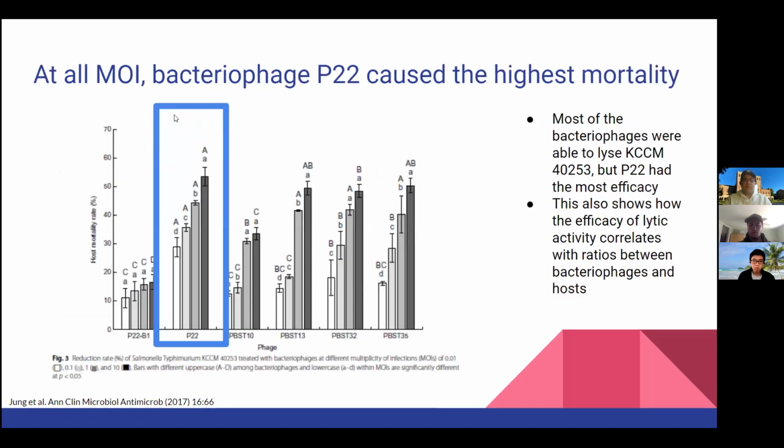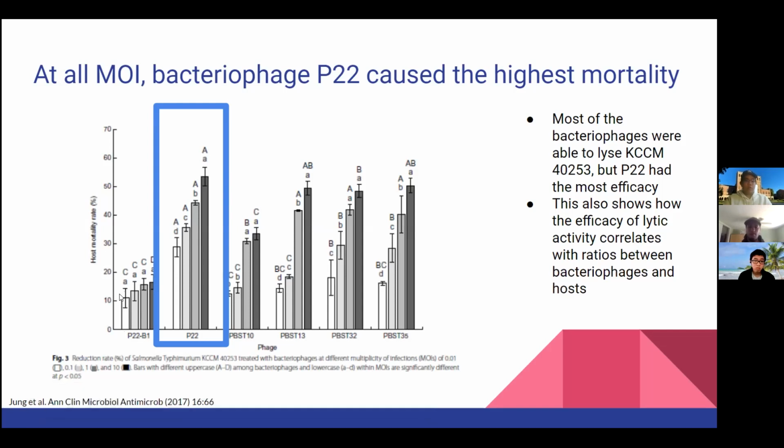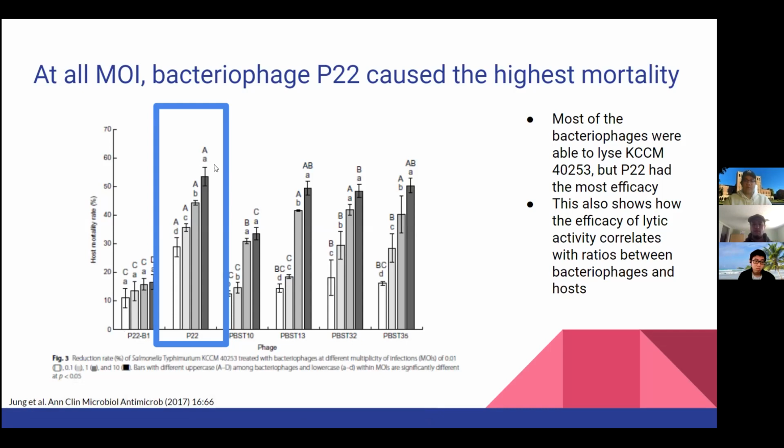In another experiment, the study infected one of the Salmonella bacteria called KCCM 40253 with all of the bacteriophages at increasing multiplicities of infection. Firstly, you can see that the bacteriophage PT2B1 had the lowest mortality rates against the bacteria at all multiplicities of infection, but the bacteriophage PT2 had the highest mortality rates at all multiplicities of infection.